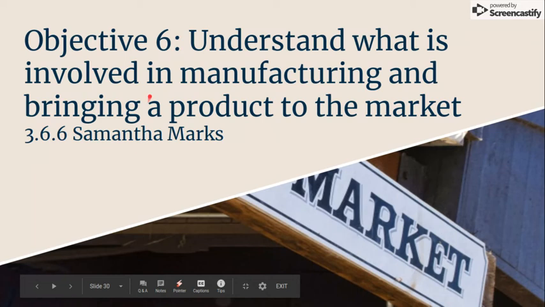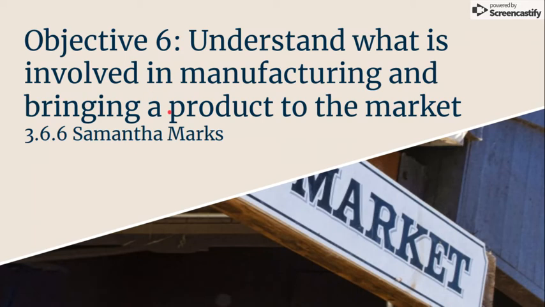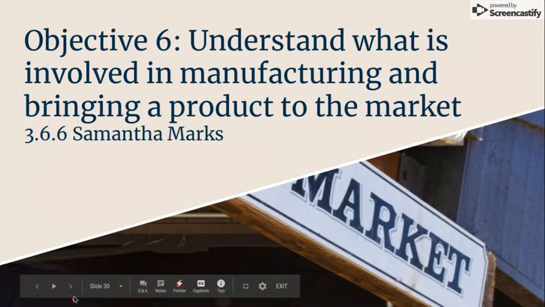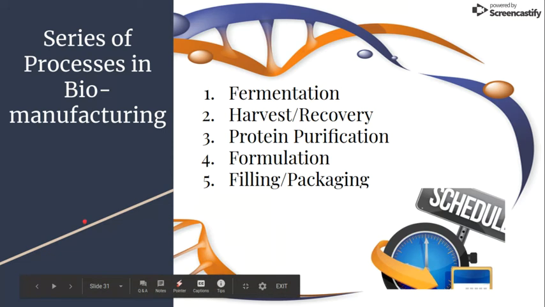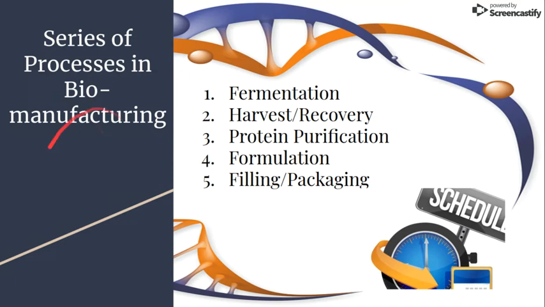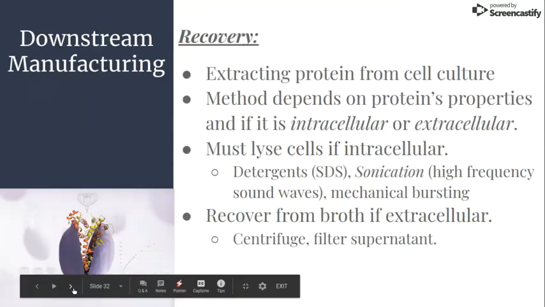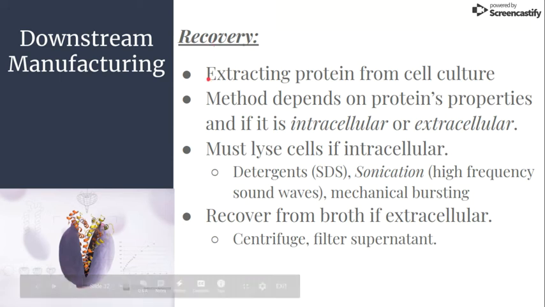The 6th objective: understand what is involved in manufacturing and bringing a product to market. Fermentation, harvest/recovery, protein purification, formulation, and filling/packaging are all in the biomanufacturing process. Downstream manufacturing, or recovery, is extracting protein from the cell culture. The method depends on the protein's properties and whether it is intracellular or extracellular.